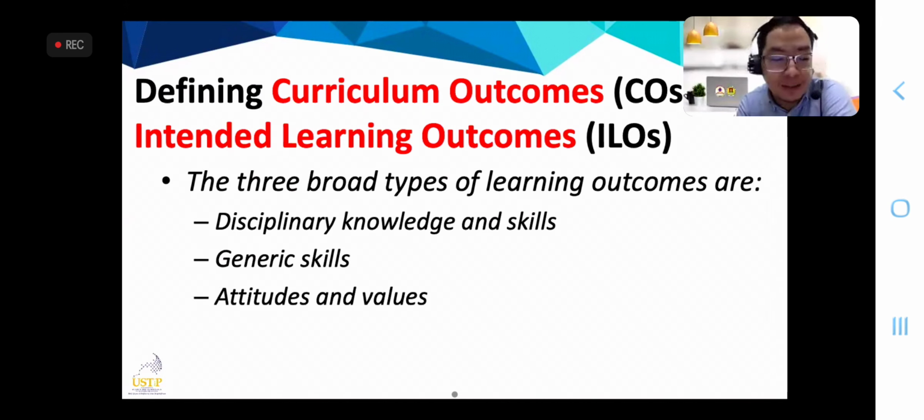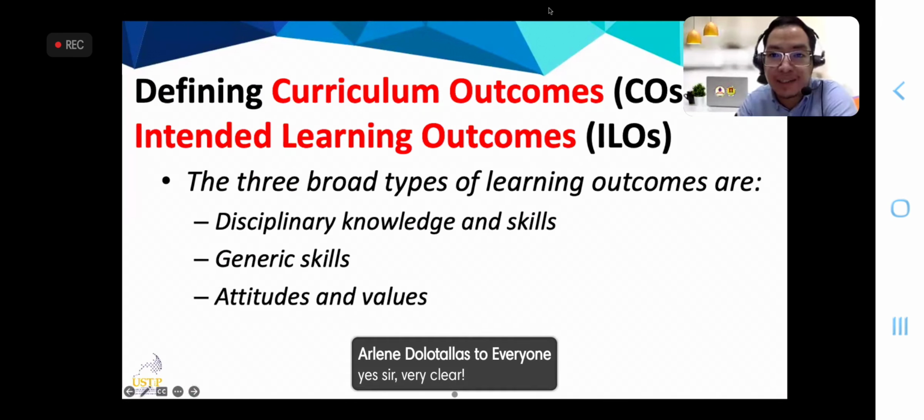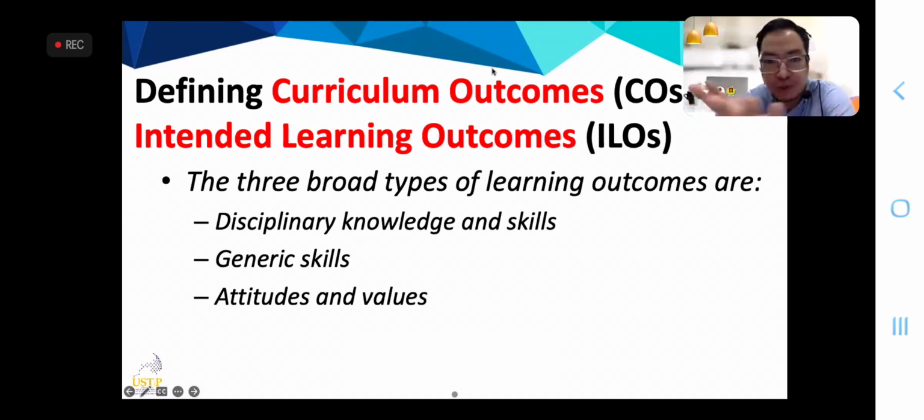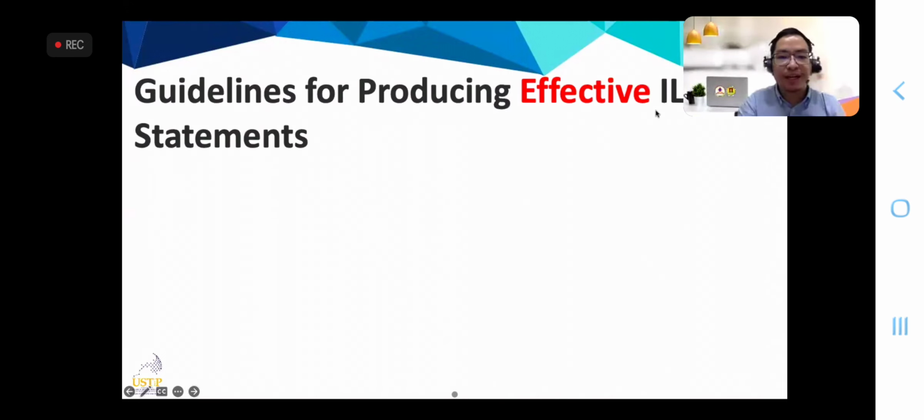But for DepEd, they're interested in this, no? DepEd is interested in attitudes and values. But for HEIs like MSU Naawan and Karsu Buksu, we are more interested in specific disciplinary knowledge and skills. Okay. So how do we write an effective intended learning outcome statement?